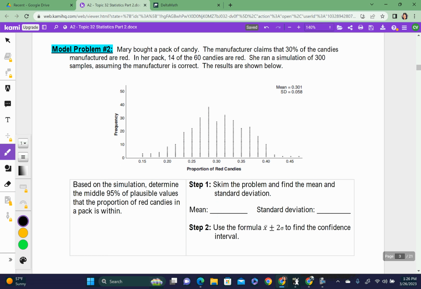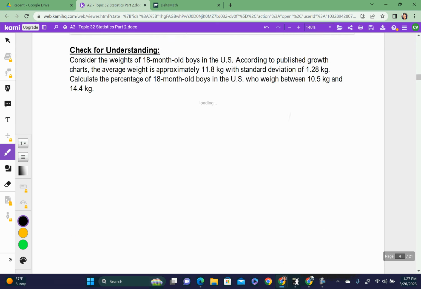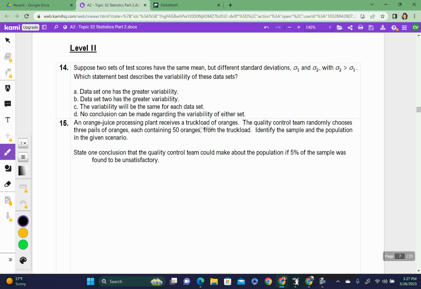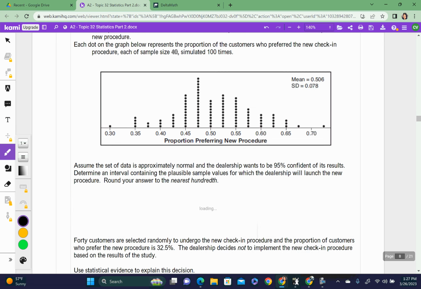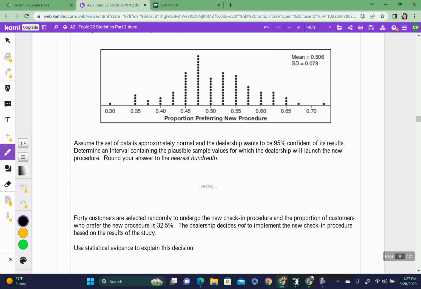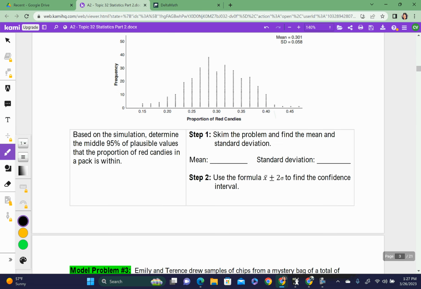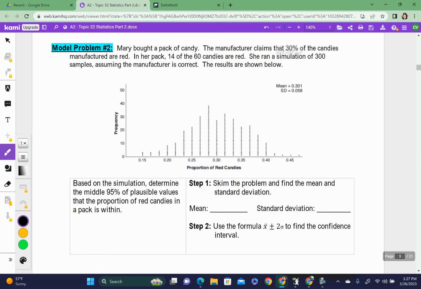Model problem 2. Mary bought a pack of candy. The manufacturer claims that 30% of candies manufactured are red. So these statistics problems, sometimes they're really long for no reason. Like if you take a look at some of the questions that are there, look at this question. It literally lasts the whole page. But it's not that complicated because a lot of times you're just skimming for certain things. In this case right here, we are skimming for our mean and our standard deviation.